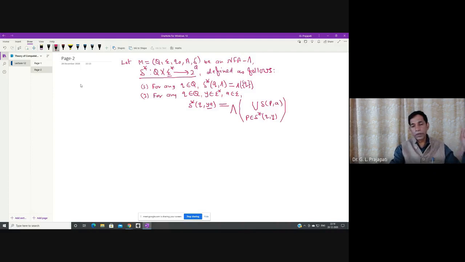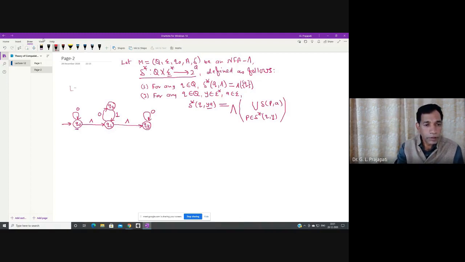So this is the way you can find out the states where your machine can reach for some string beginning with some state. This is the machine we have seen for the language L = 0*1*0*... that is, 0 Kleene star, then 0 1 Kleene star, and 0 Kleene star.